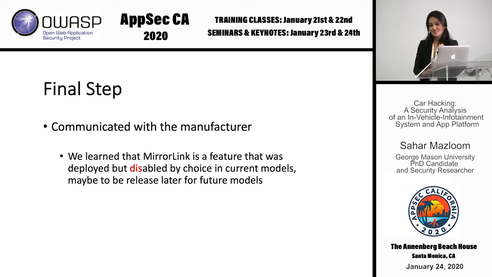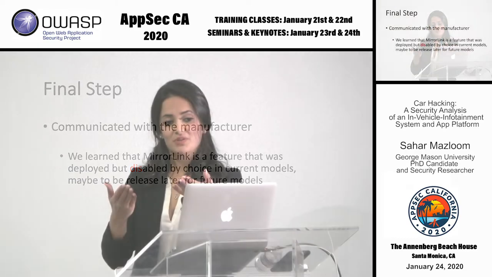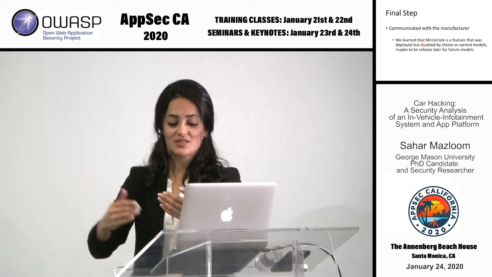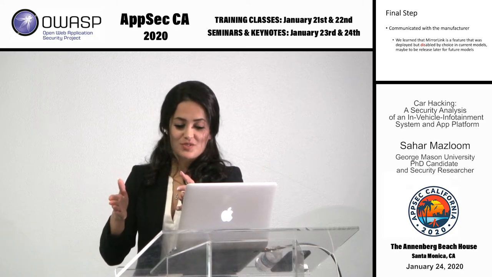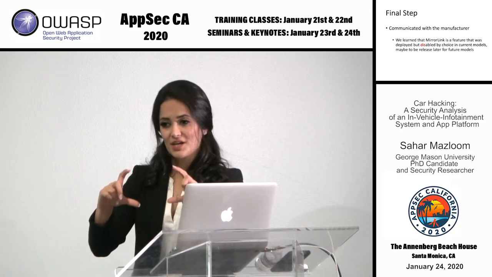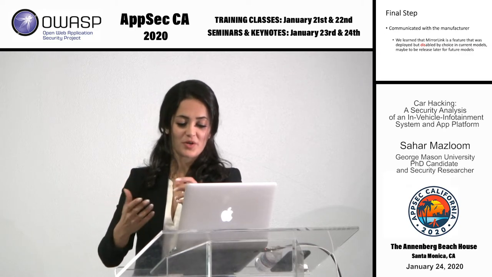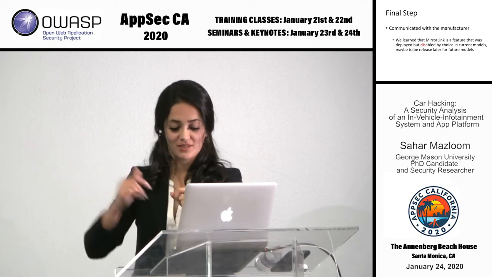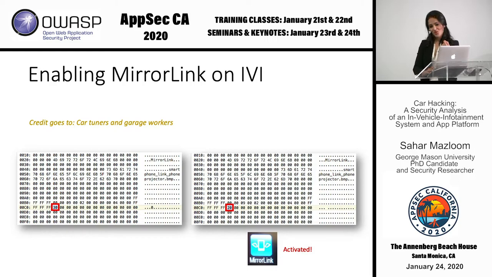But we learned that this application I was talking about, MirrorLink, was a feature that was deployed on the radio heads but was disabled on purpose. I don't know, maybe because they wanted to announce it in future models. It was just there as a prototype, disabled on purpose, but they wanted to release it in future models. So we actually hacked something that's supposed to come out in the future. But to show you how hard it was to enable it, it was as easy or as hard as just flipping a bit in the configuration file.